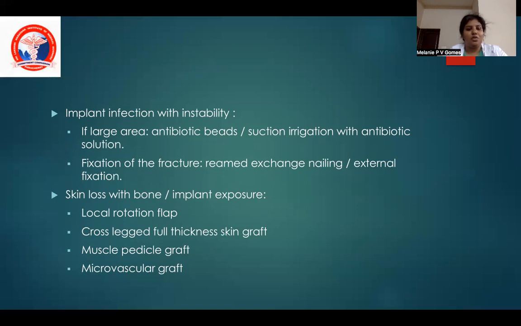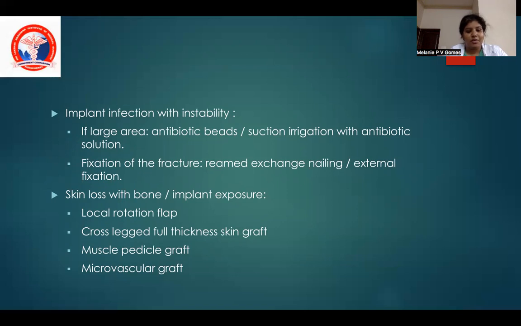Sometimes skin loss or wound adhesion can lead to bone exposure or implant exposure in cases of plate fixation. And the following recourse can be taken to obtain skin cover: either a local rotation flap, a cross-legged full thickness skin graft, a muscle pedicle graft, microvascular graft. If necessary, bone graft can be combined with these reconstructive procedures.